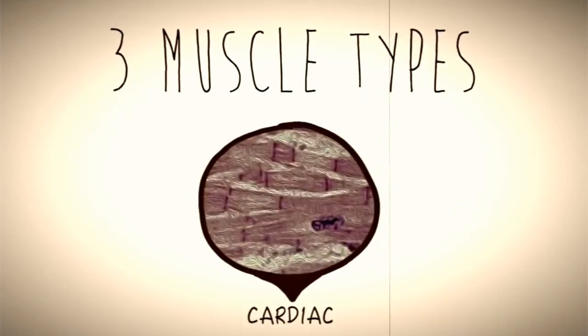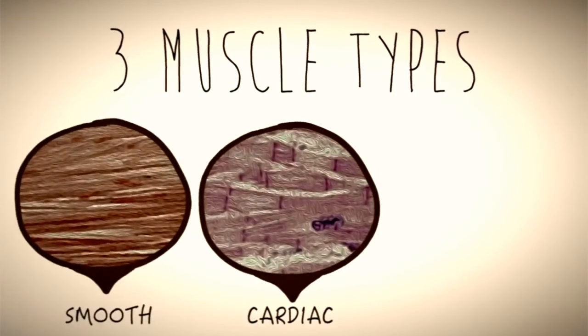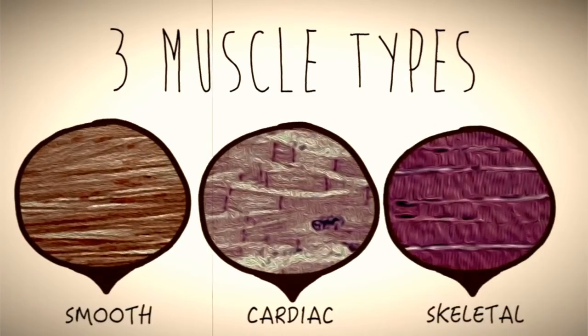Cardiac muscle, which is found in your heart. Smooth muscle, found in places like your stomach, intestines, and blood vessels. And finally, skeletal muscle, which is usually attached to bones. There's 640 of them, and they're the only ones that we can consciously move.